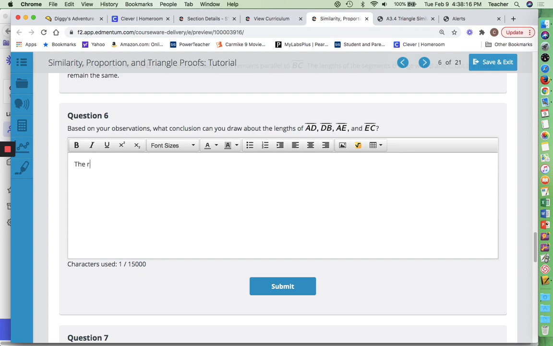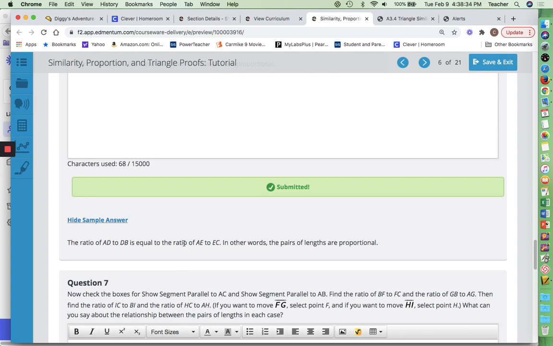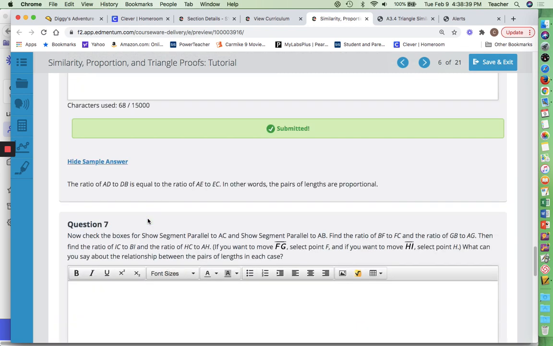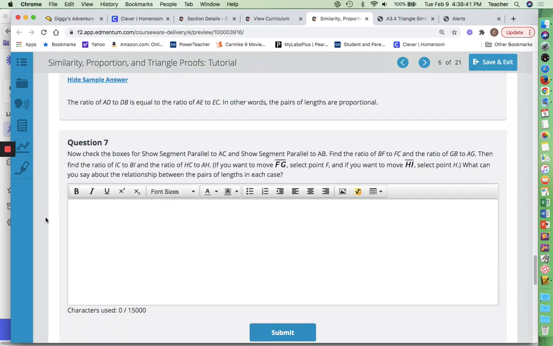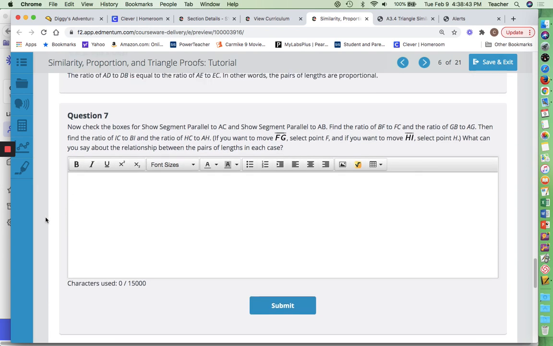Okay, so the ratios remain the same. Therefore, the triangles are proportional. What did they say? Ratios, in other words, lengths proportional. Y'all are killing me. All right, good. I'm not sure why they asked the same question, but all right, good deal.